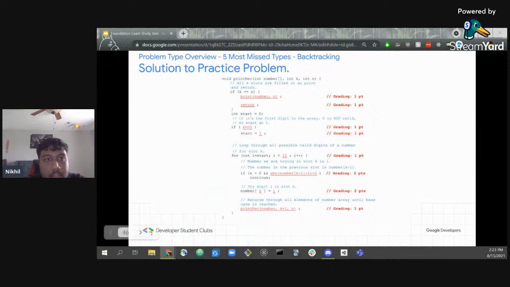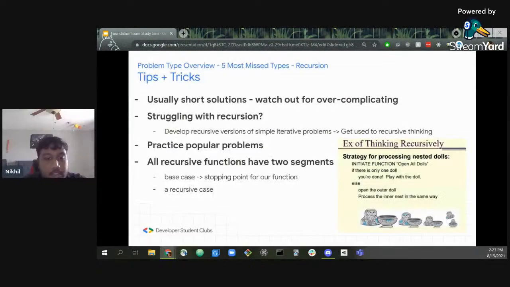And so that is a solution to our practice problem. I will now switch it over to Hannah for the recursive coding section.